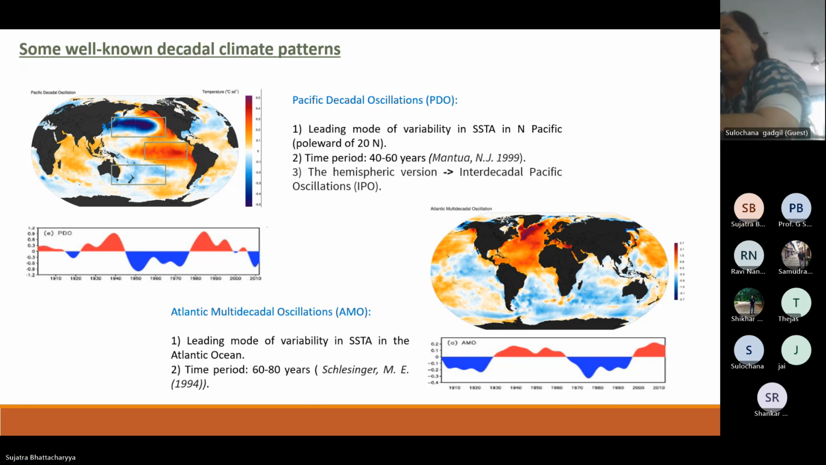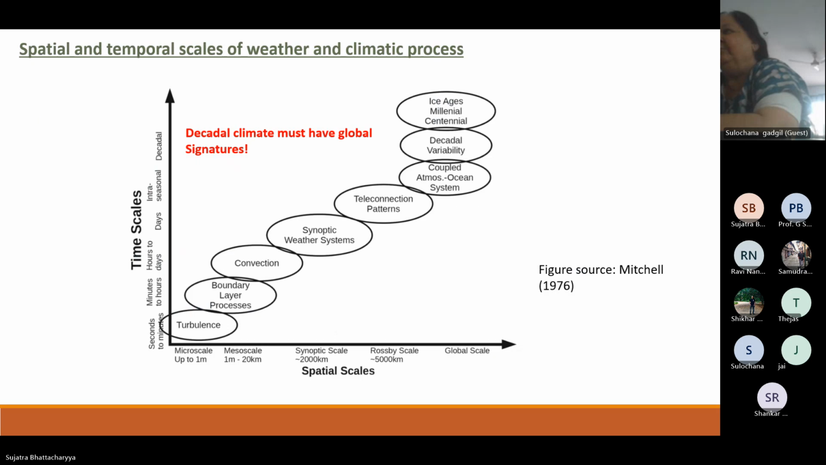But in general, we know that in climate science, when we go to larger spatial scales, the temporal scales also increase. If you're talking about decadal time scale variability, it cannot be confined to some ocean basin or some regional scale. So decadal climate variability must have some global signatures. It cannot be confined just to the Atlantic or Pacific Ocean. There must be some global signatures associated with these decadal climate variabilities.